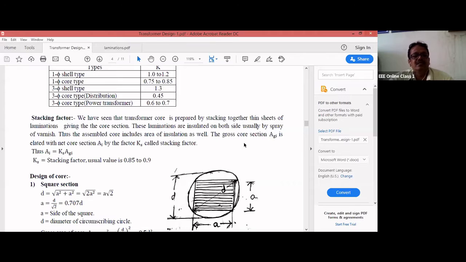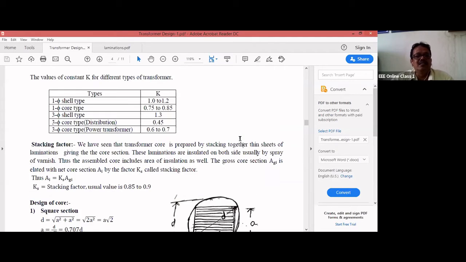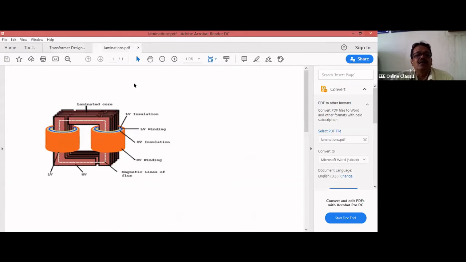Stacking factor means you can see that a transformer is made up of thin lamination sheets. If you see this figure, you have a different core. You have a core here made of nothing but thin lamination sheets. Likewise, we have 50 or 100 lamination sheets, and they are bunched together to form a core. For each lamination sheet, what are they going to do?